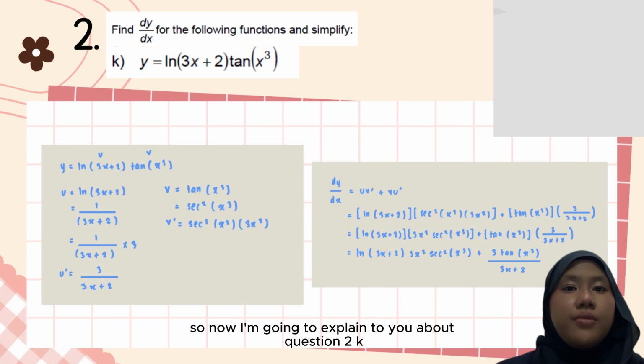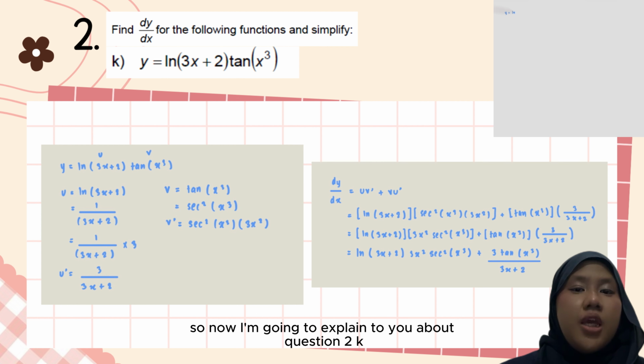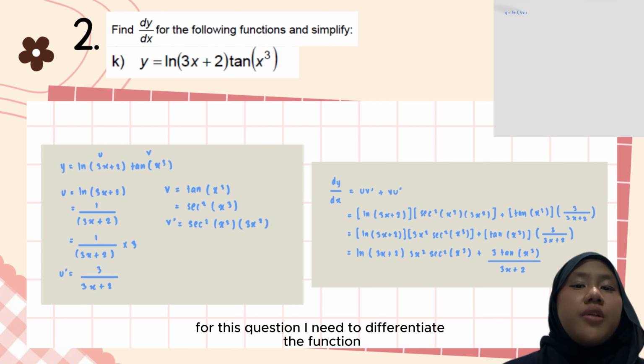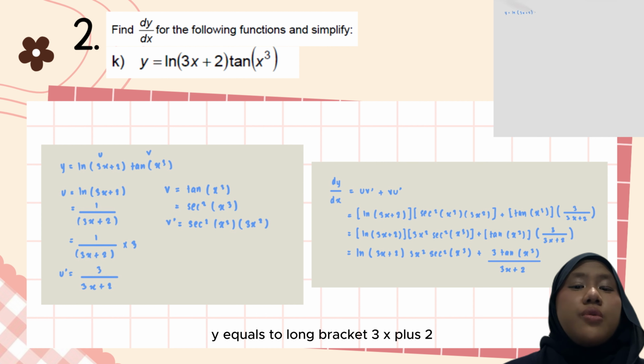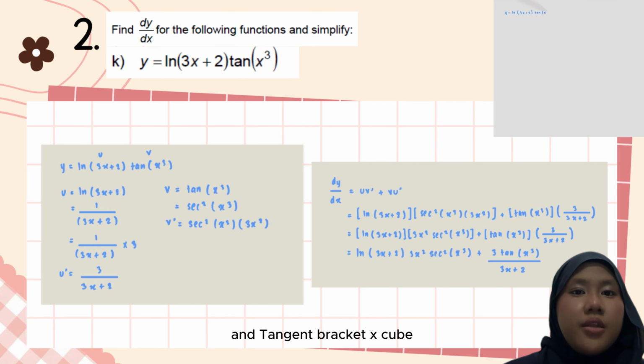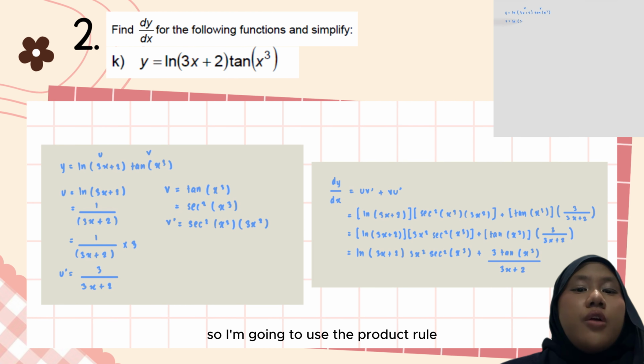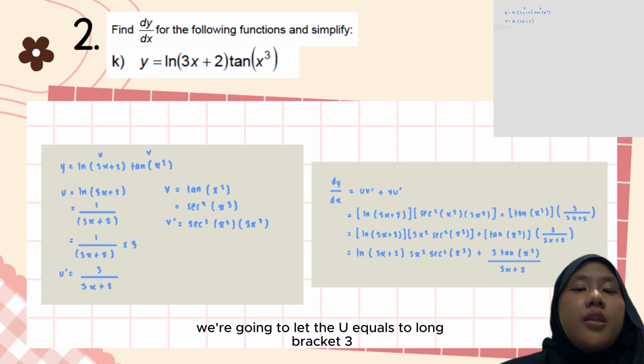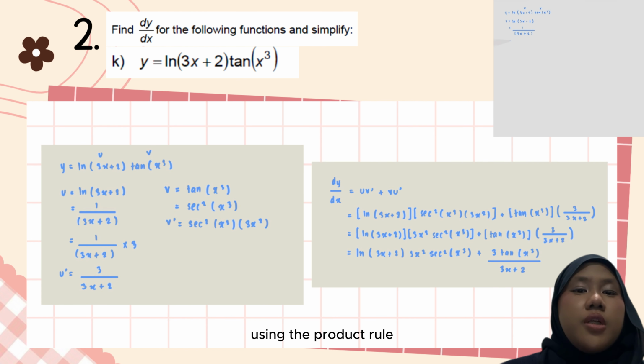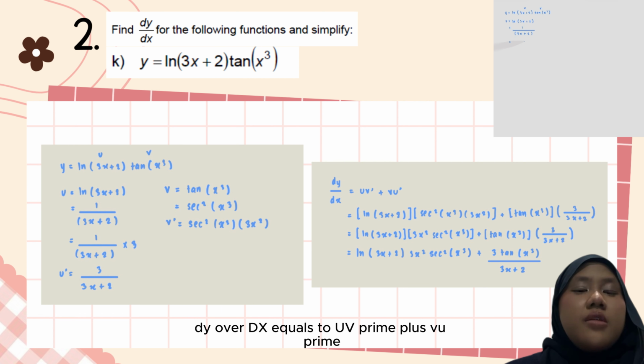So now I'm going to explain question 2k. For this question, I need to differentiate the function y equals ln (3x plus 2) tan (x cubed). This function is a product of two functions, so I'm going to use the product rule. First, we let u equal ln (3x plus 2) and v equal tan (x cubed). Using the product rule, dy over dx equals u v prime plus v u prime. We're going to find u prime and v prime.